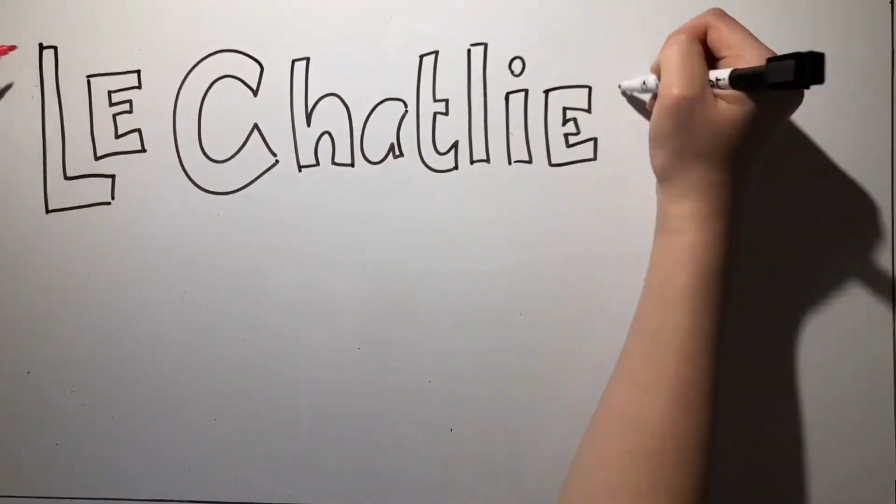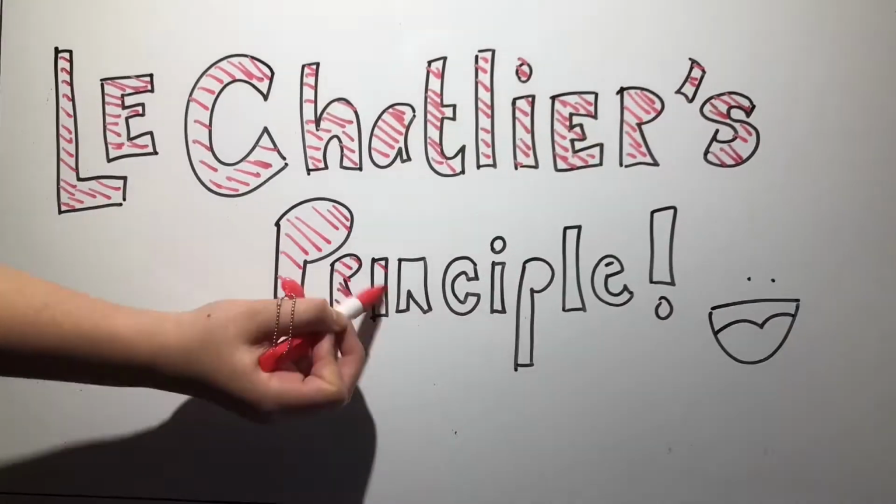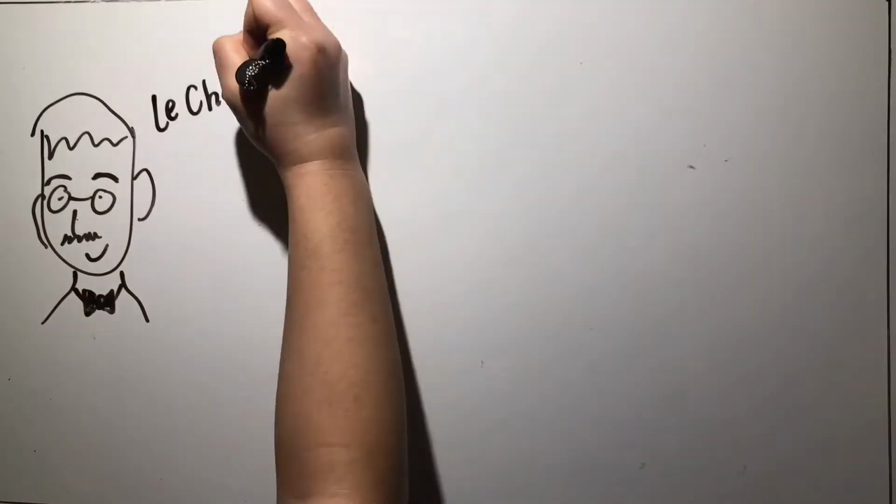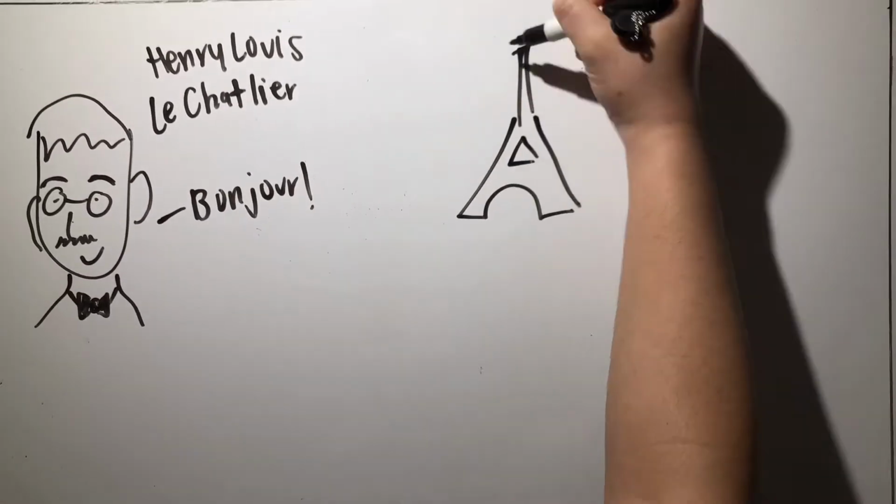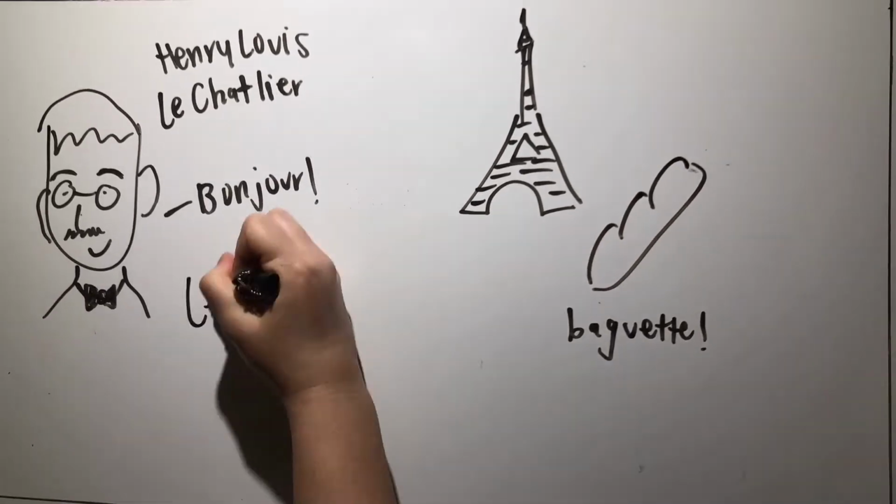So here's what you need to know about Le Chatelier's principle. Henry Louis Le Chatelier is the scientist from France. He developed this principle, so that's why it's called Le Chatelier's principle, aka the equilibrium law.